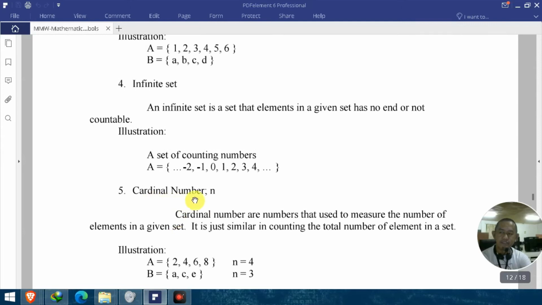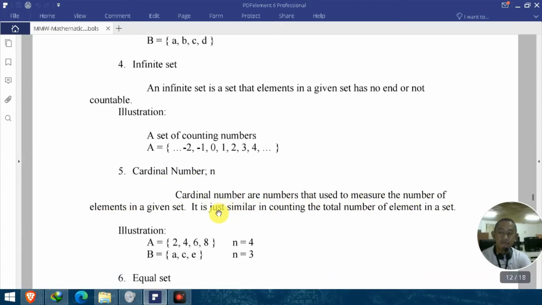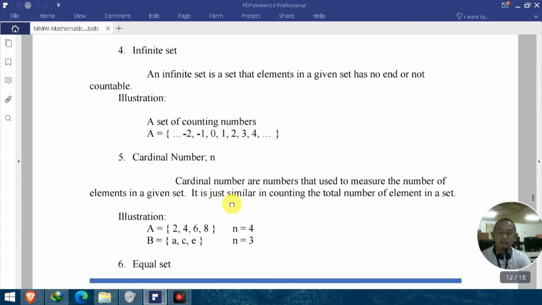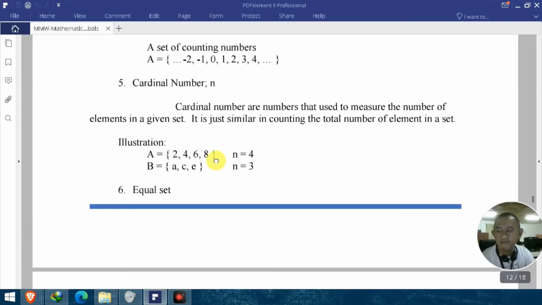Cardinal number is represented by letter n. Cardinal numbers are numbers used to measure the number of elements in the set. Dali lang, bilangin mo lang yung elements sa loob. That's the cardinal number. So, we have set A with elements 2, 4, 6, 8. The cardinal number for that is 4. Isa, dalawa, tatlo, apat. Set B has elements A, C, and E. So, it has 3. The cardinal number for set B is 3.